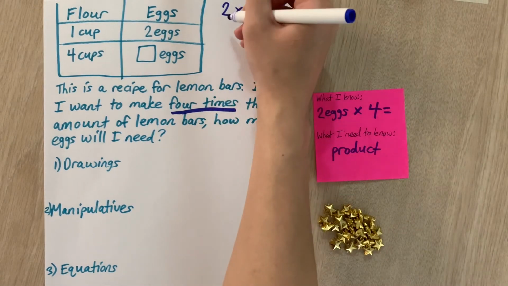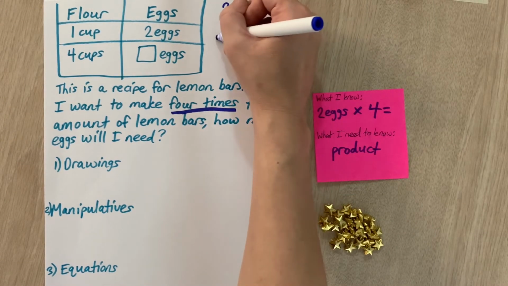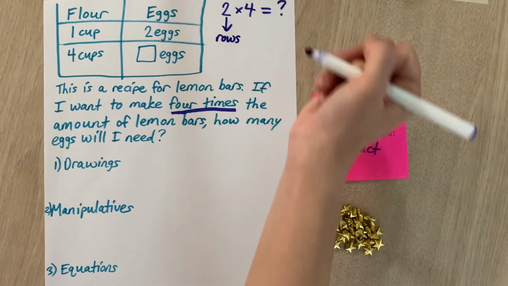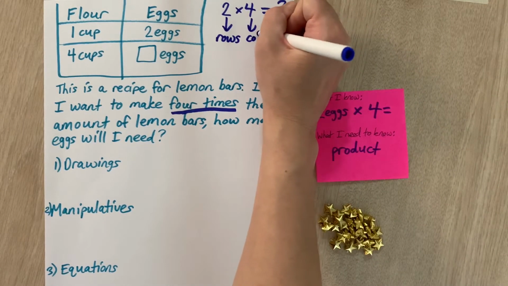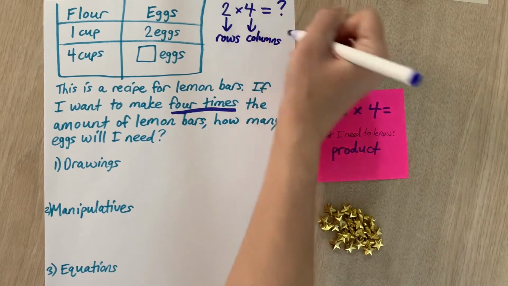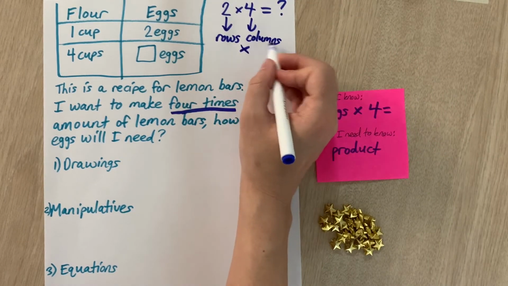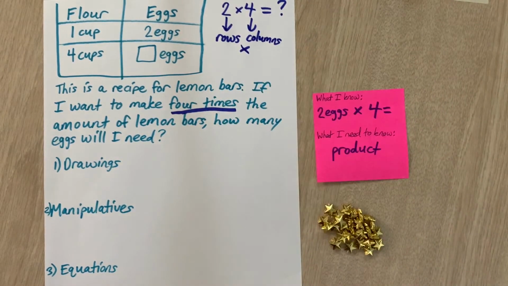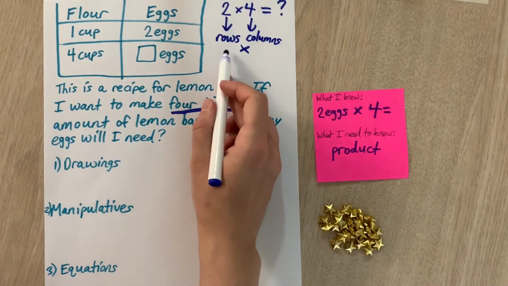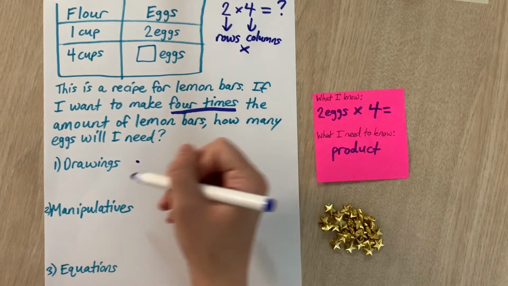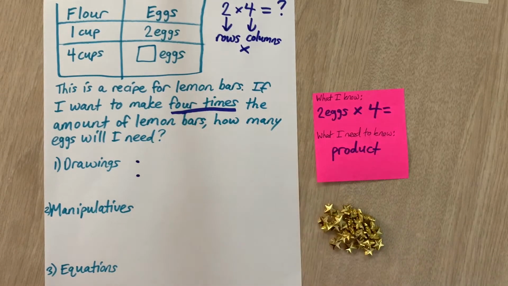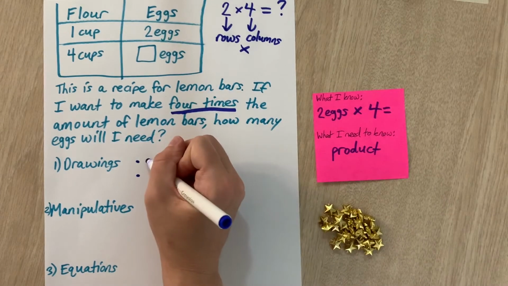So we have 2, and I'm going to write rows underneath to help me remember. You can do the same for you. And then underneath the 4, I'm going to write columns to help me remember. So again, rows times columns equals, and then the number of eggs that we're looking for. Okay, so to draw this, we need to draw 2 rows. So 1, 2, because again, first row, second row, and then we need 4 columns. So I'm going to add more columns.